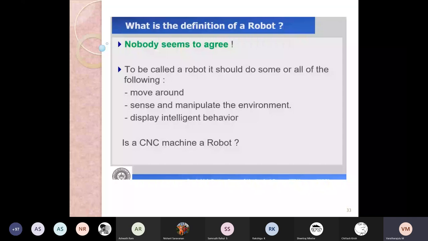Based on this definition, I have requested 10 people to unmute the mic and please give your feedback on whether the CNC machine is a robot. Yes, sir, I think so. CNC machine is a robot. See, there is a definition on the same page. It has to do either one task or all the tasks. Whether the CNC machine will move around, whether it senses and manipulates the environment, or displays intelligent behavior. In a different way, I'll ask the question: whether the computer, or a laptop, or a pantop, we can call it a robot.